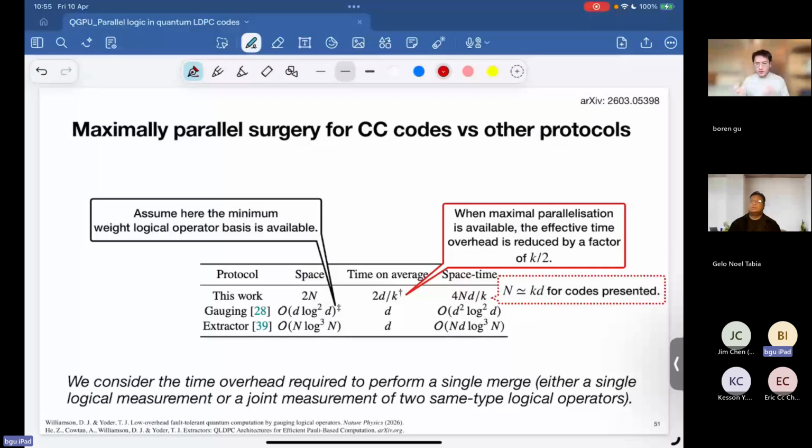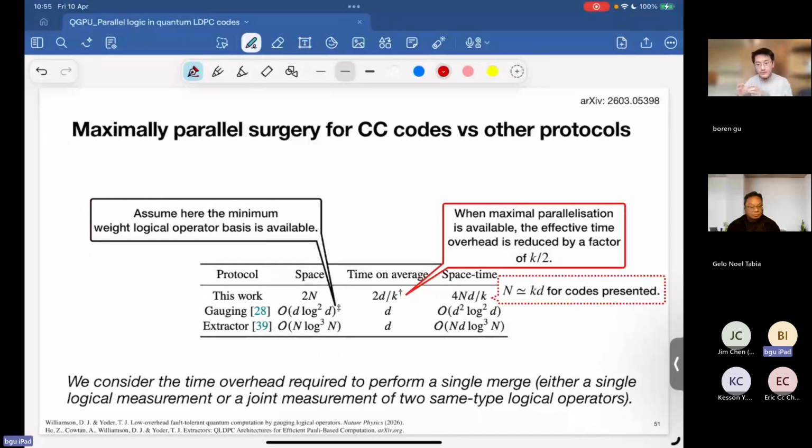Okay, a short comparison, and then we may end this one. A maximal parallel surgery for the CC codes compared with other protocols. Here we mainly compare the works done by IBM. I think both are from IBM, yes.